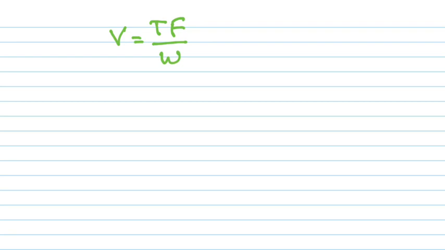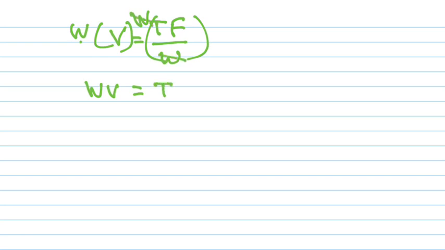Yes. To clear the fractions, I need to multiply every term by the LCD, or at least a common denominator. And the only denominator here is what? W. So I'll multiply this side by W, and I'll multiply this side by W, because that fraction is all one term. Over here, W times V is just WV. Over here, the W's will divide away. What's that leave me with? TF. What are we trying to find again? We're trying to get F by itself, so solve for F.